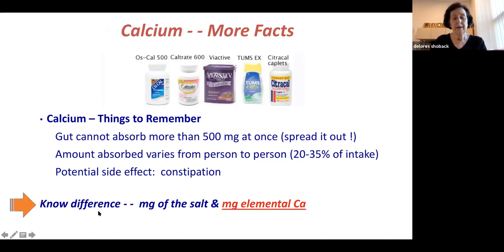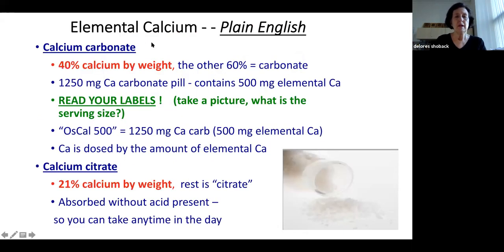One thing I want to see if we can teach here, and that you feel comfortable with, is the difference between the milligrams of the calcium salt and the milligrams of elemental calcium in the tablet. This can get confusing because it's different. Calcium carbonate, putting it in plain English, is two things: it's calcium and it's carbonate. And 40% of it is calcium and the other 60% is carbonate.